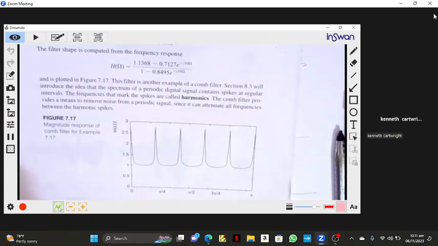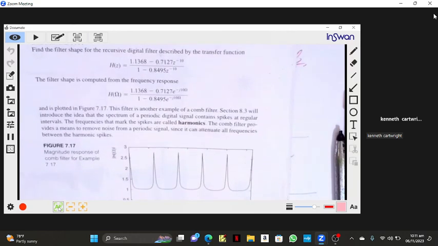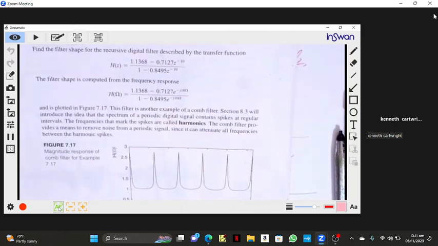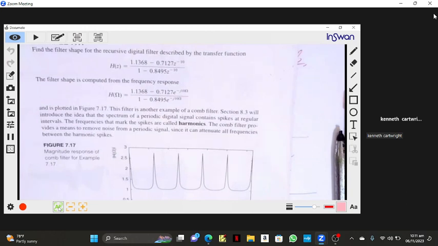Here's another one. This recursive filter has something in the numerator and something in the denominator. And when we find the frequency response of that and plot it, we get figure 7.17. This will also create echoes.